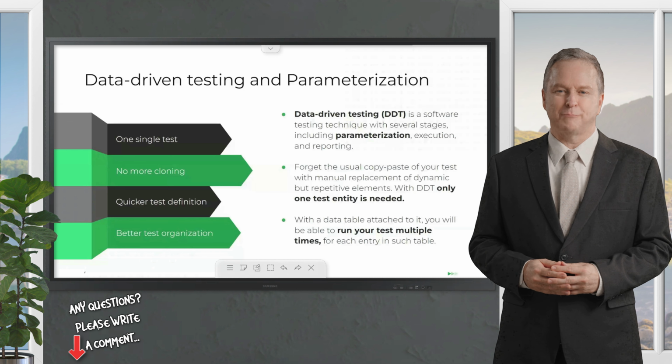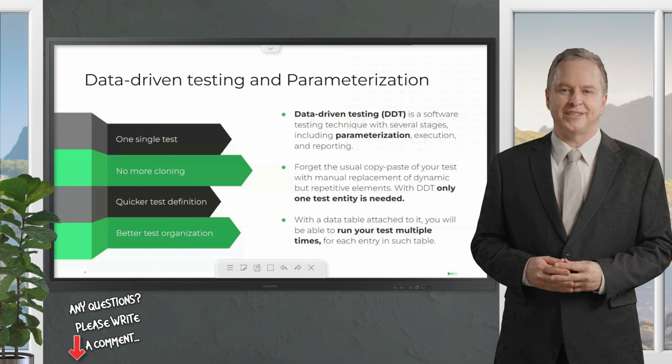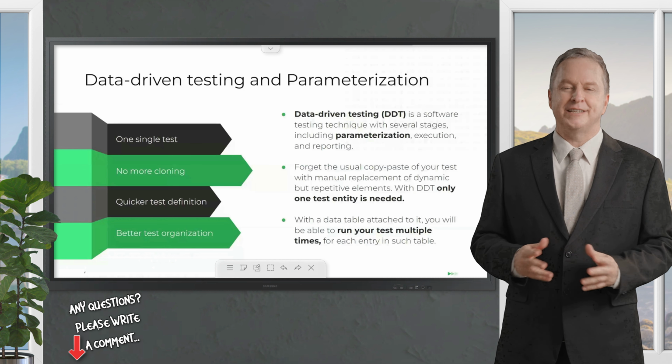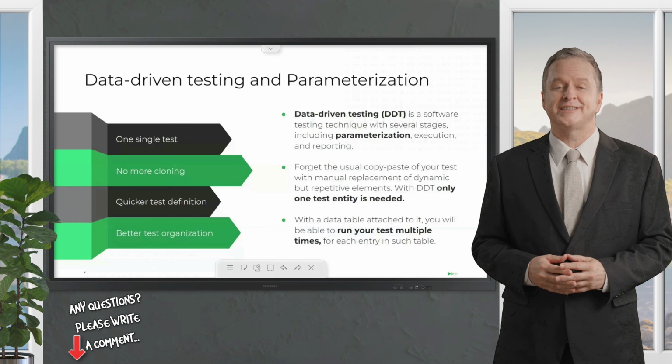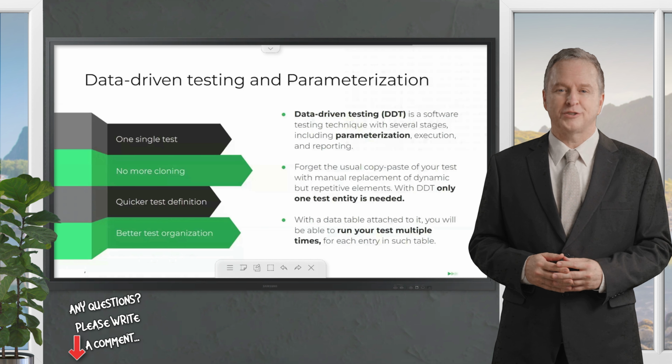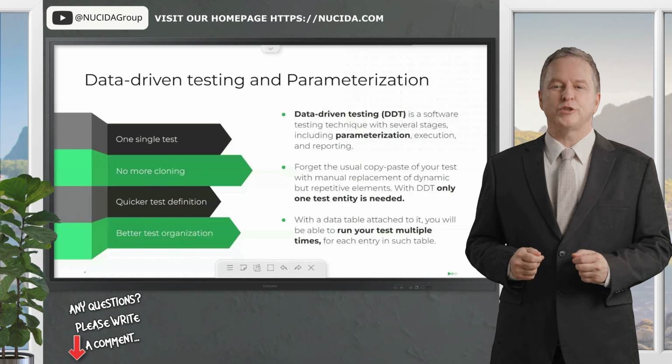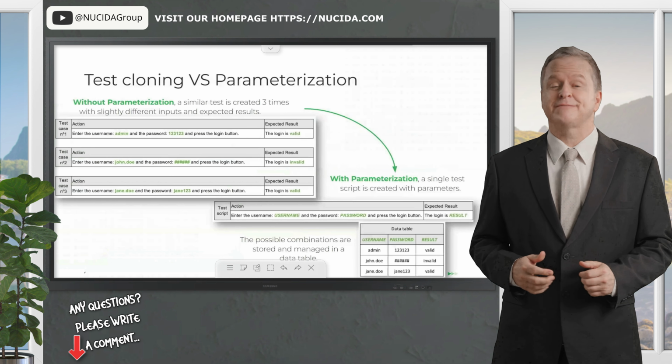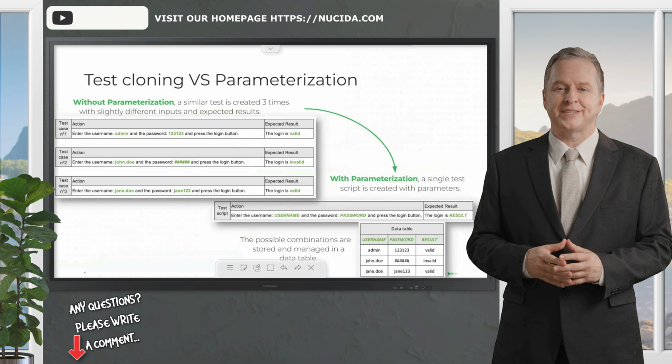From a speed standpoint, manual, isolated creation and maintenance cannot keep up with the modern market demands. With DDT, only one test entity is needed with a data table attached to it. Then you will be able to run your test multiple times for each entry on such a table. Today, we focus on the parameterization stage. Specifically, it consists of two parts: inserting parameters in the script and forming the data table.